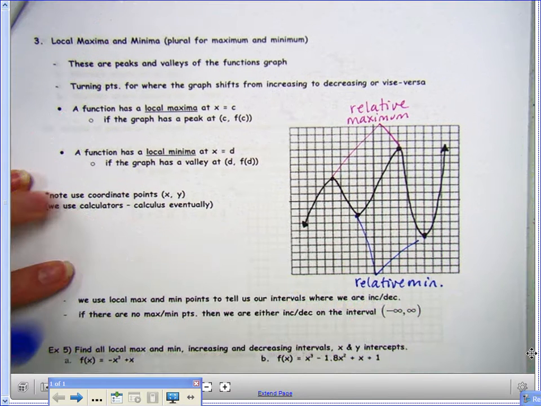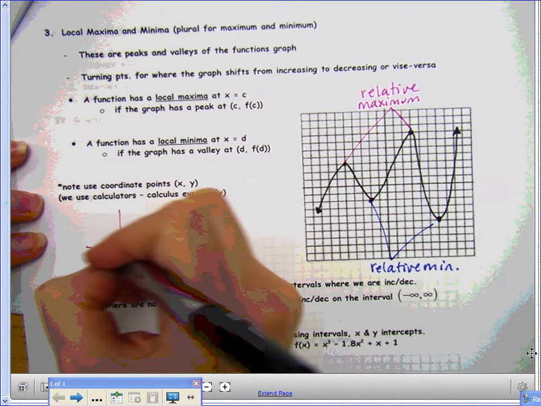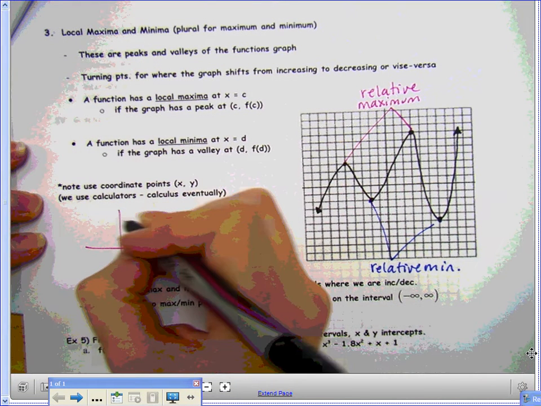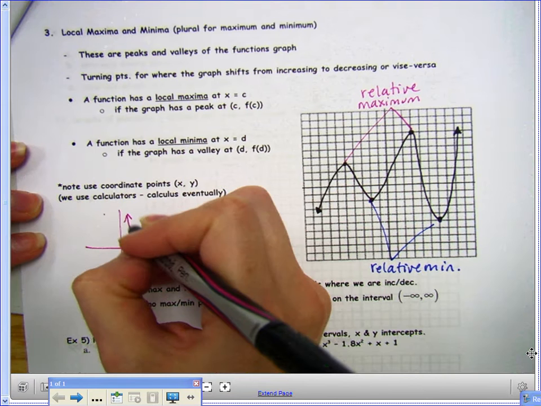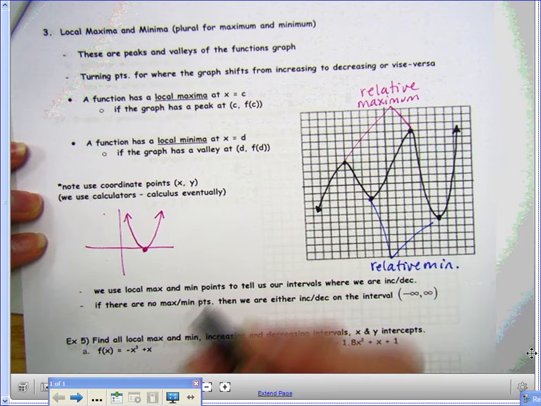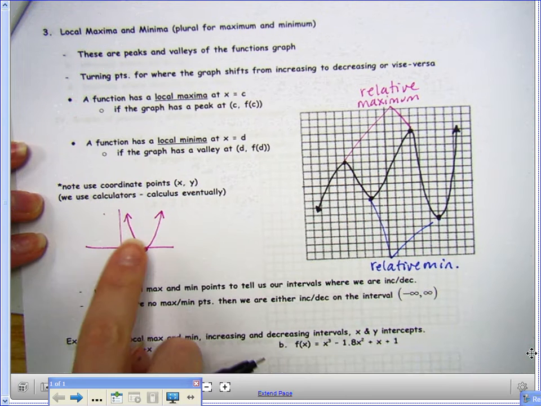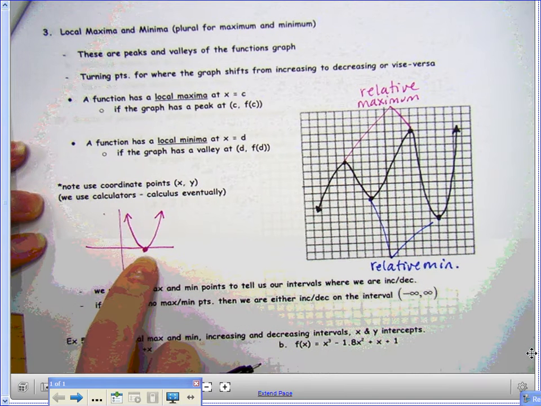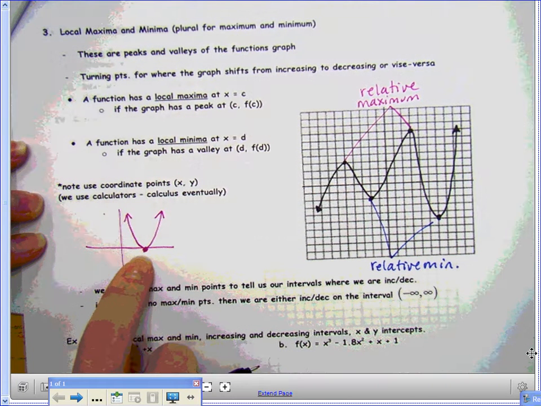If instead I had maybe something like a parabola, so let's say I had a parabola that looks like this. Now this isn't the relative minimum, this would be the absolute minimum because it is the absolute lowest point on my graph.